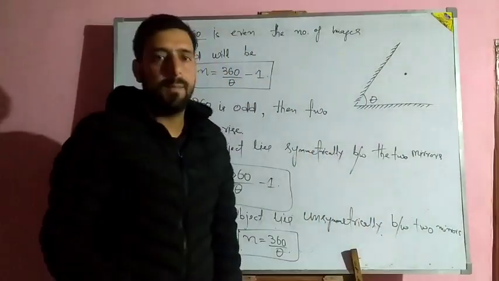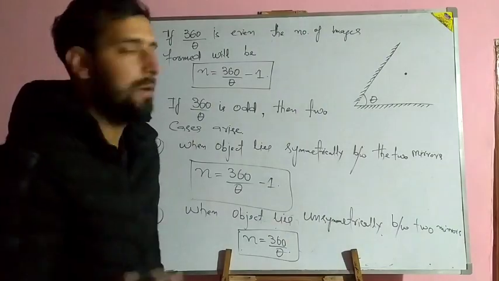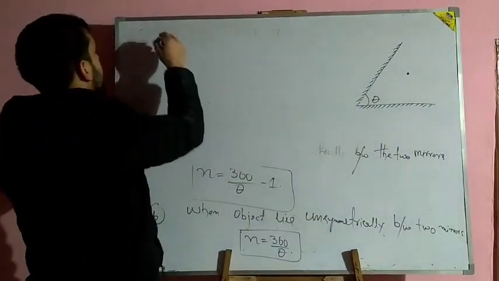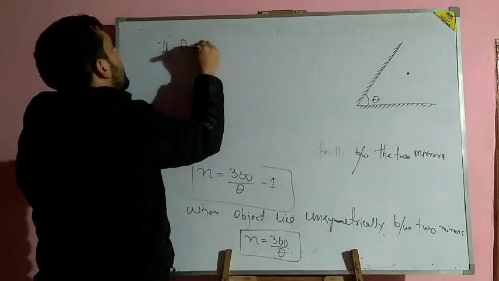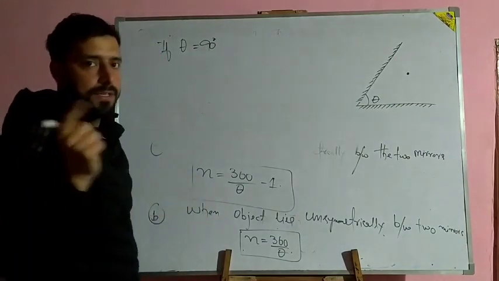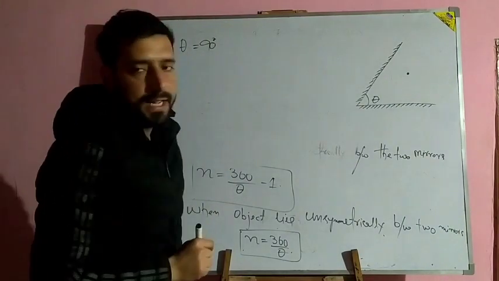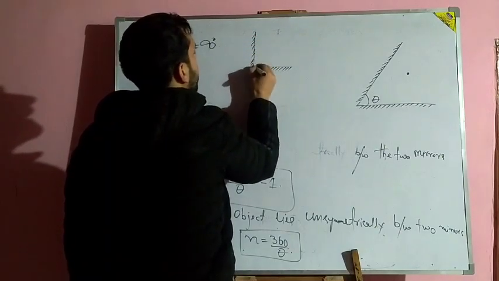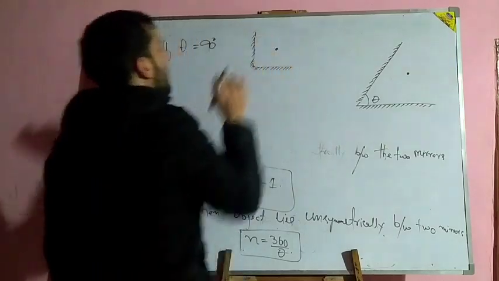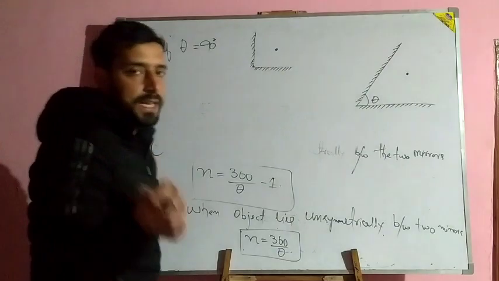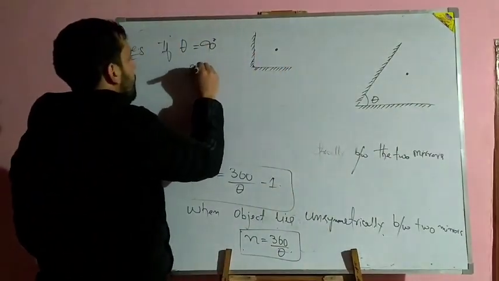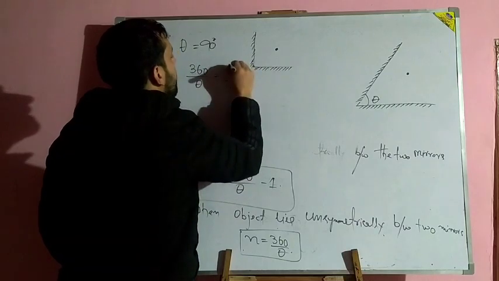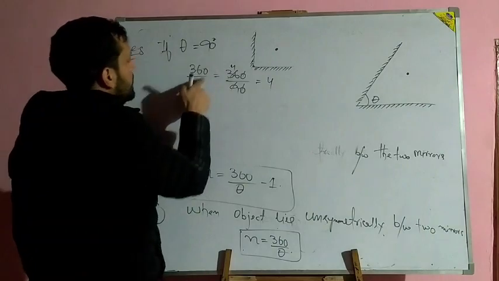Now students, I'm taking some examples to use these equations to find the number of images. Look here. First example: I have taken theta equal to 90 degree, that means two plane mirrors are facing each other at an angle of 90 degree. Students, I am going to place an object at this place. Now we are going to see the number of images formed. First I am going to check 360 by theta, that will be 360 by 90. Look here, 360 by theta is even.